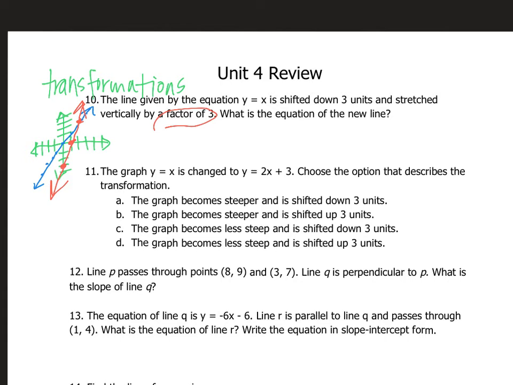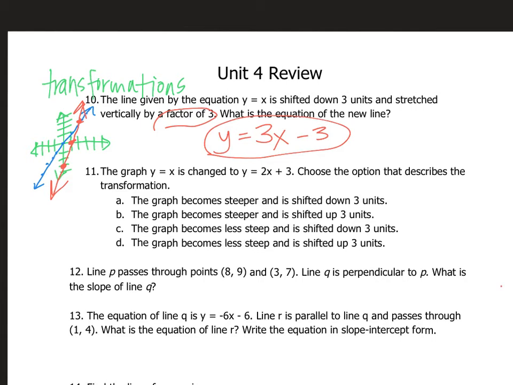So we need to write the equation of this. So we would obviously use slope-intercept form. We know that now, since we shifted down, that our y-intercept is at -3. And since we were stretched vertically by a factor of 3, then our slope is 3, and we need to write our x. So this would be the equation for this line.